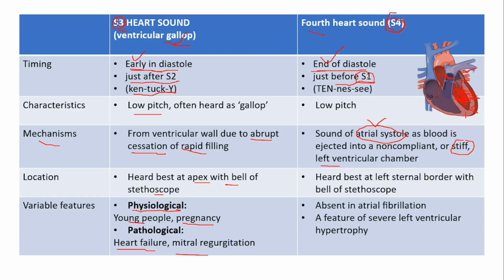So S4 occurs just before the S1. Okay, and it will be heard like Tennessee. It is also low pitched, and it is heard best at the left sternal border with the bell. It is normally absent in atrial fibrillation, and it is a feature of very severe left ventricular hypertrophy, as I already discussed.